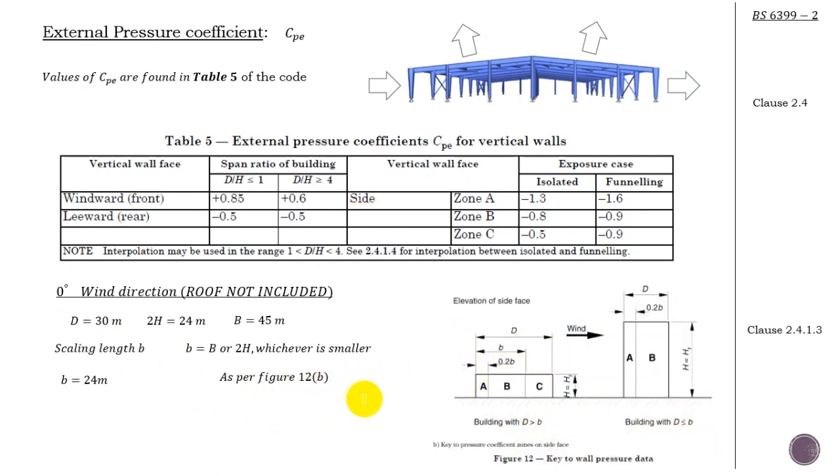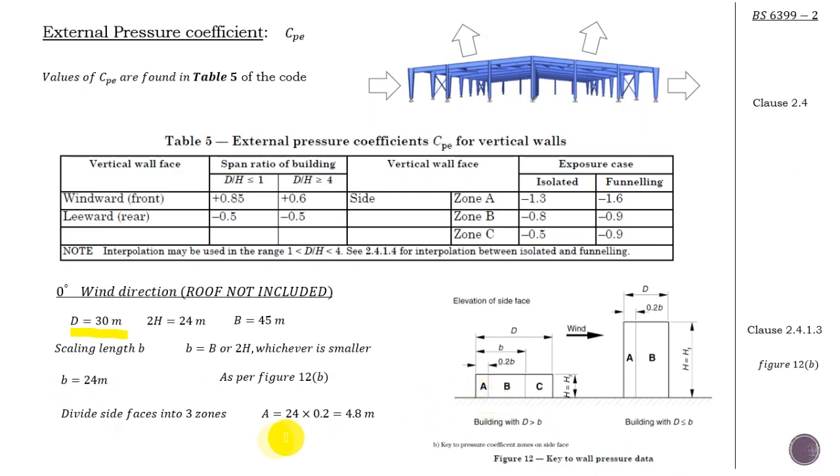This figure 12b explains how to divide the side of the building. That depends on the scaling length b and the d. Now, if your d is greater than your b, then you divide it into 3 zones. But if your d is less than or equal to b, you only divide it into 2 zones. So in our case, obviously, the d is greater than the b, so we divide it into 3 areas.